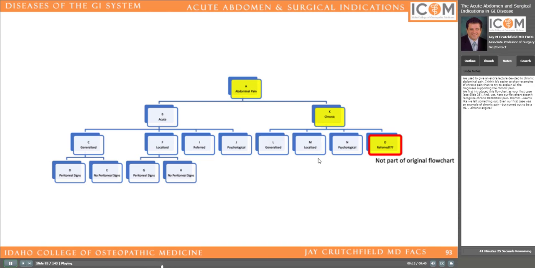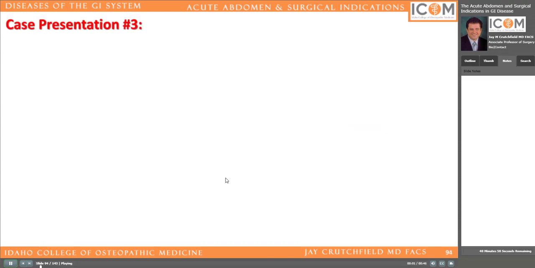We first introduced this flowchart back in our first case presentation, and yet here our flowchart doesn't quite seem to recognize referred chronic pain. I've added this box because the flowchart is incomplete. It seems like we've left out something. Even our first case was an example of chronic pain, but it turned out to be an MI, maybe even chronic angina. Is that really chronic abdominal pain? Let's take a look and try to clarify this.